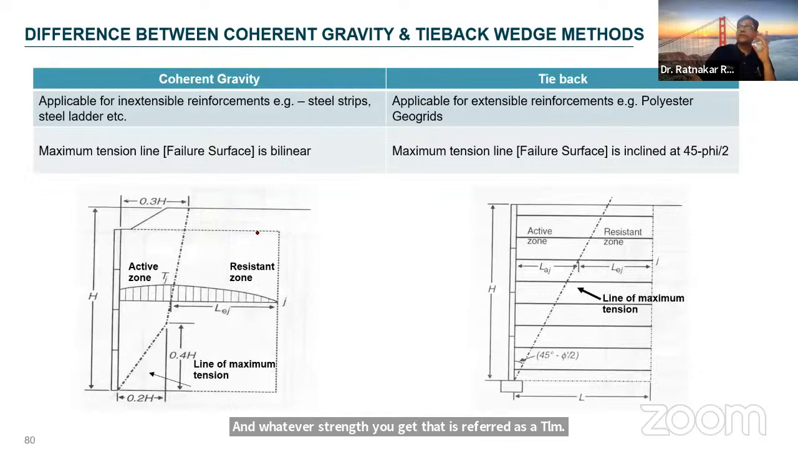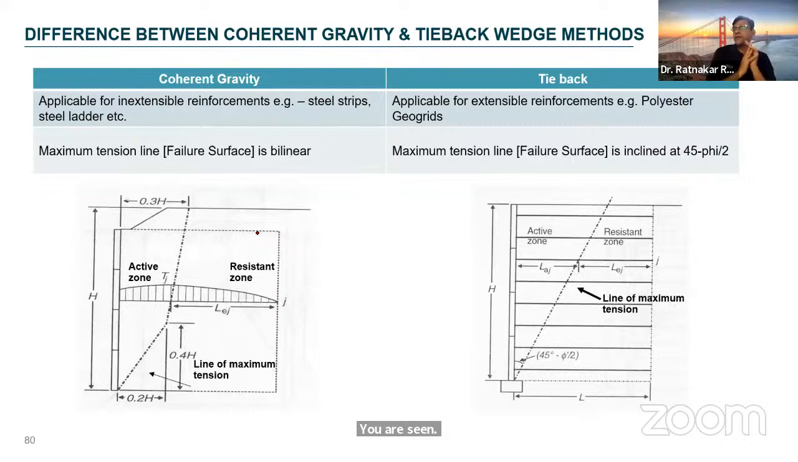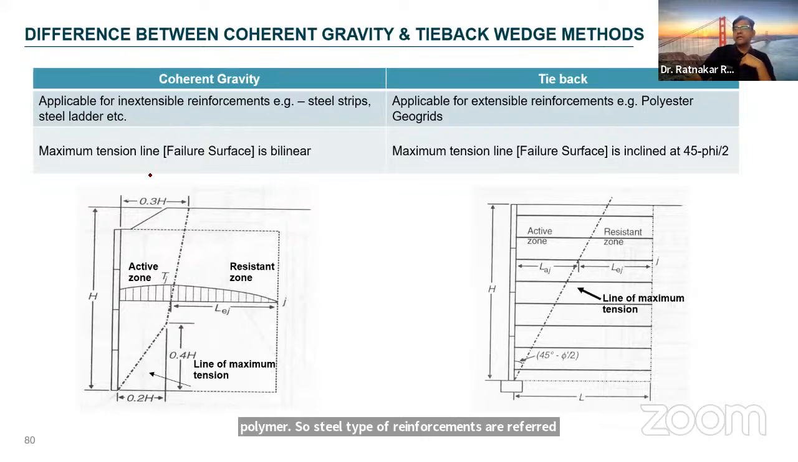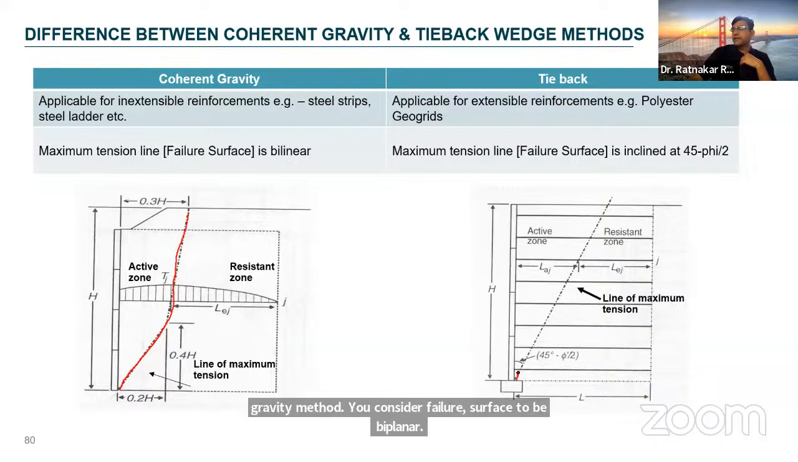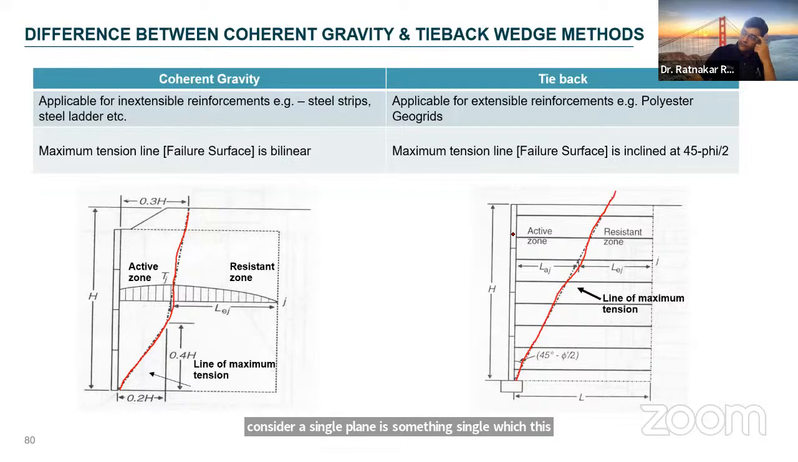Now, you have seen that the reinforcements are basically of two types, steel and polymeric. Steel type reinforcements are referred to as inextensible reinforcement. They don't exhibit much deformation. In that case, the design is considered with the coherent gravity method. In the coherent gravity method, you consider the failure surface to be biplanar, not a single plane. Whereas in the tieback method, you consider a single failure plane, a single wedge. This is for the extensible reinforcements.